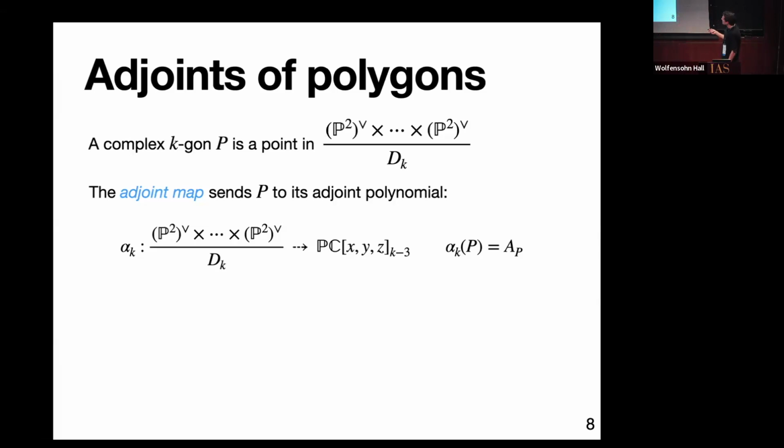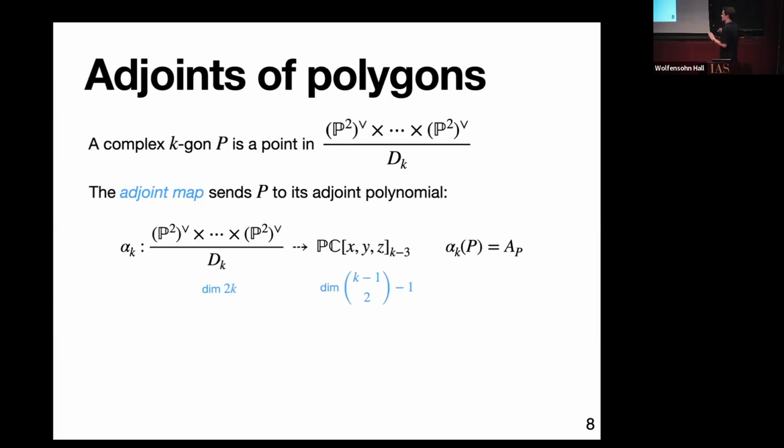The adjoint map definition sends a complex k-gon in here to its adjoint polynomial. This is a rational map, which is well defined by a theorem I showed, which takes a k-gon to its adjoint. So you can study the geometry of this map. So in particular, you can ask for which values of k would this be a generically finite map, or what do the fibers look like? What does the image look like?